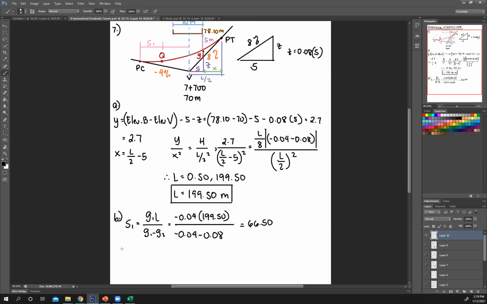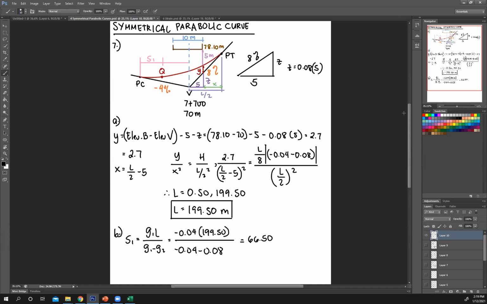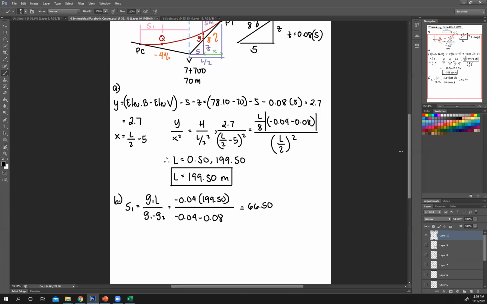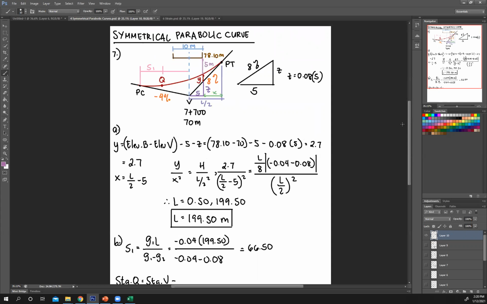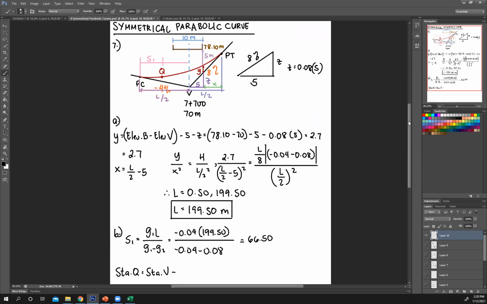So now I can solve for that using station Q, which is equal to station V minus this length, L over 2, right? So this is also L over 2. L over 2 is always from the vertex to PC or PT. So as you can see, to get station Q from station V, subtract L over 2.